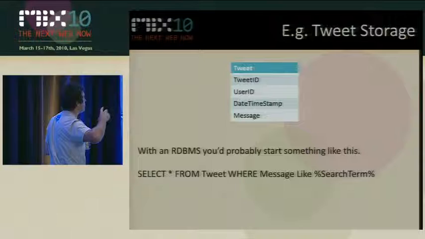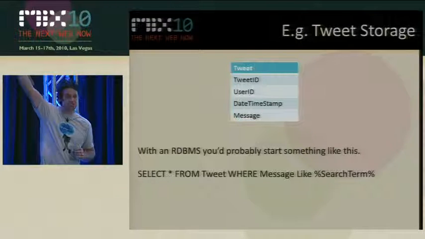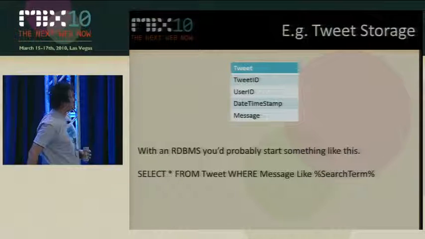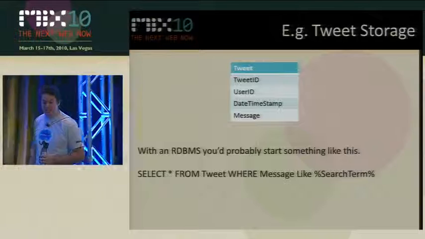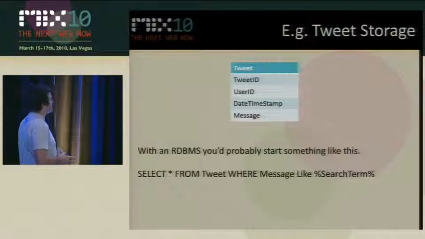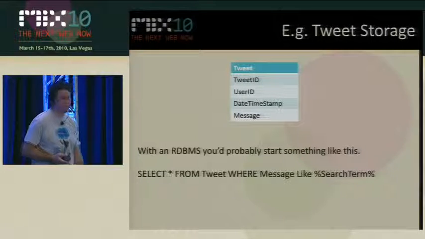So let's go through a bit of a worked example. Let's think about tweet storage, storing Twitter messages. Who uses Twitter? A few? Yeah, good. So that's what a tweet looks like. It's got a tweet ID, a user ID, a date time stamp, and a message. Really, really simple. In a relational database, we want to be able to search these messages. Find me a message that contains the word foo.